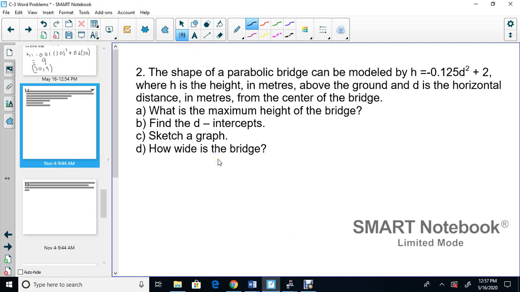We're going to do question 2 and 3 now. I'll read question 2. The shape of a parabolic bridge can be modeled by this height equation, where h is the height in meters above the ground and d is the horizontal distance in meters from the center of the bridge. It asks what is the maximum height of the bridge, what are the d-intercepts, sketch a graph, and how wide is the bridge.